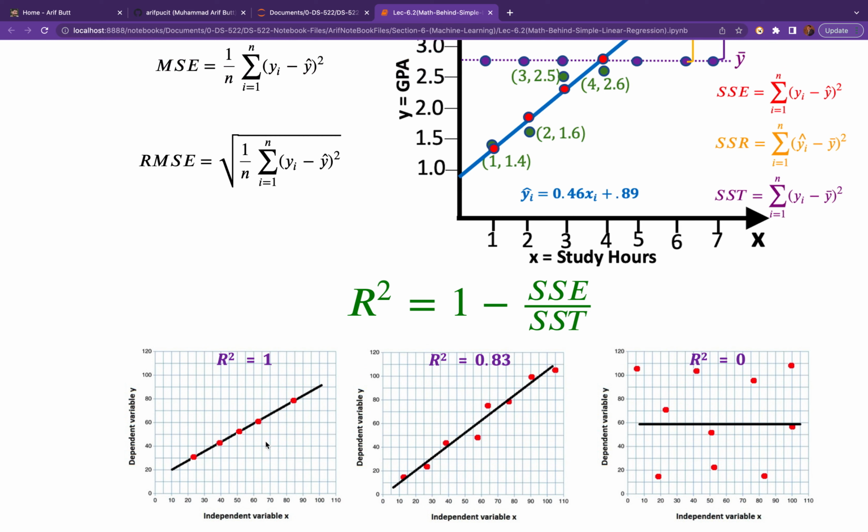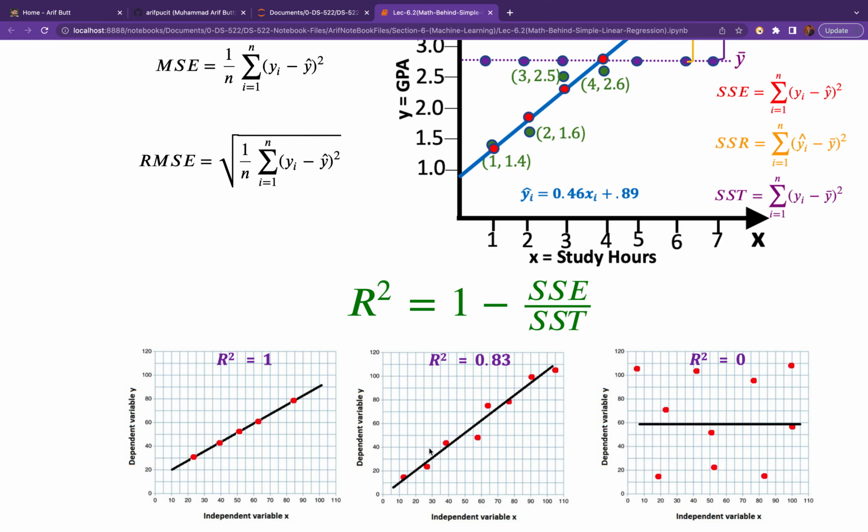Well, my dear friends, in this left graph, you see a perfect best fit line. For a perfect best fit line, this SSE will be 0. That is y minus y hat will be 0. Both y and y hat are the same points. So SSE will be 0. When SSE is 0, this term will become 0. So R square will become 1. This means 100% of the variance in the dependent variable y is accounted for by all these x values.